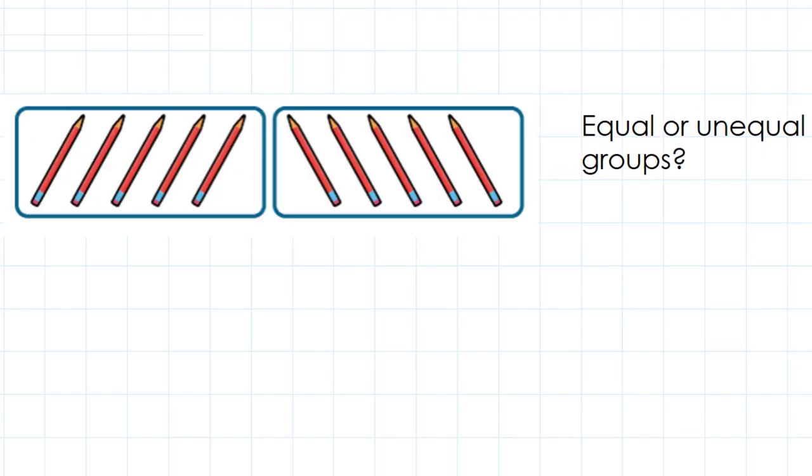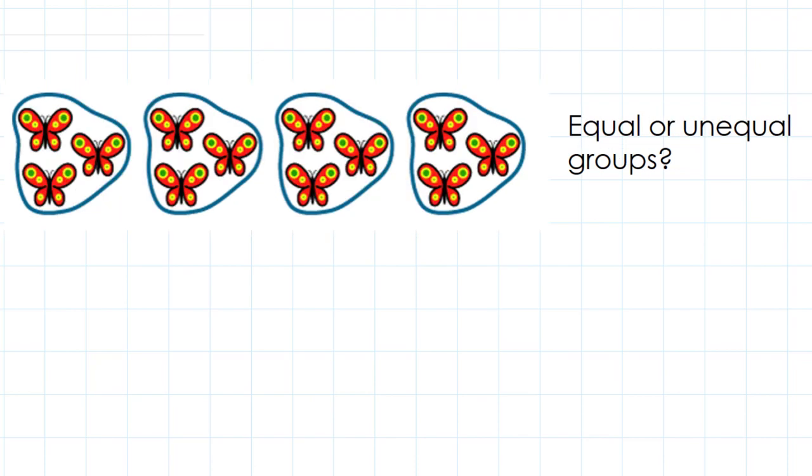Next one. Have a look here. Equal or unequal groups? Let me see. There's two groups of pencils. Can you see that? One group here, one group here. And in each group, there's 5 pencils. One group of 5, another group of 5. So these are equal groups. You getting the idea?